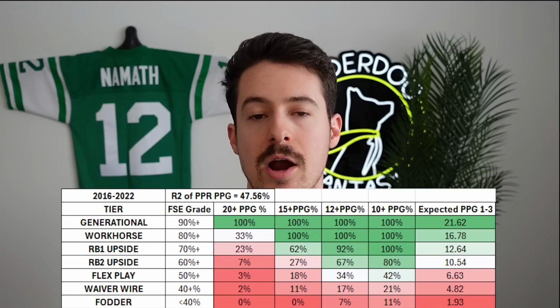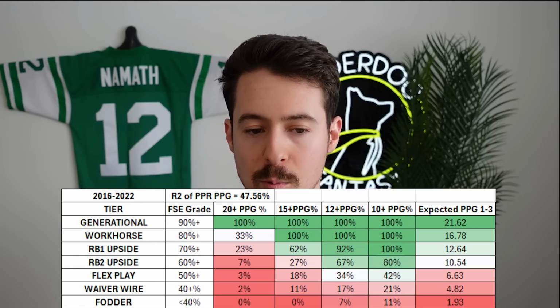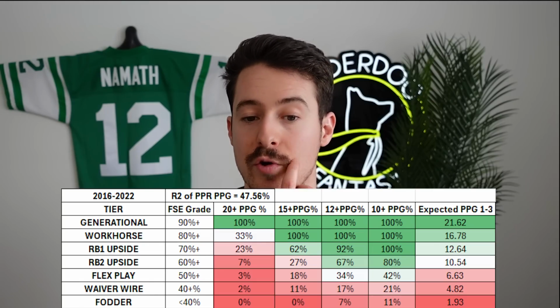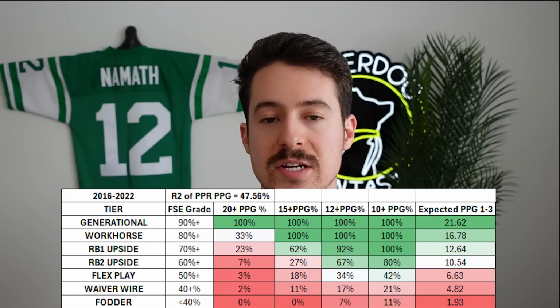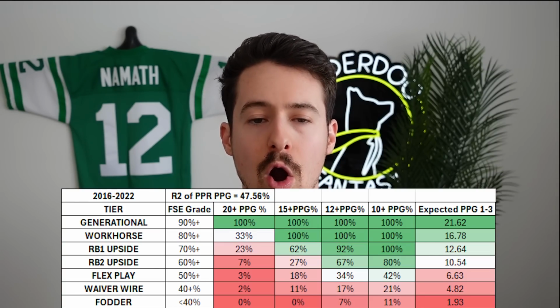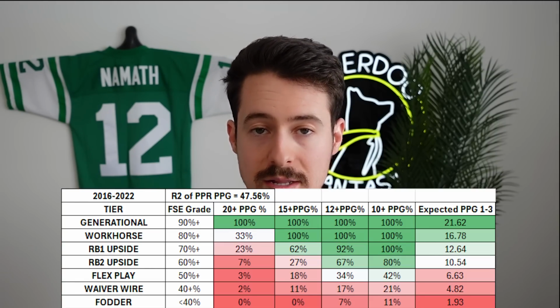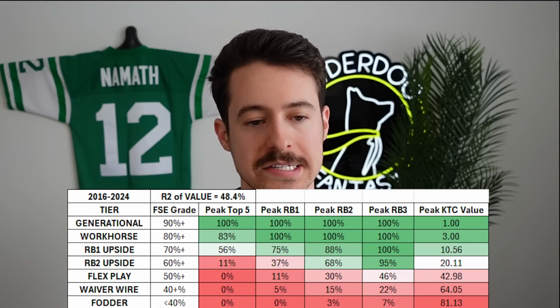There's only 3 guys in there. Workhorse, RB1 upside, RB2 upside, flex play, waiver wire, and then fodder, so on and so forth. You can see that some of these guys, if you win this tier, you were very, very likely to be a stud, and the expected PPR points per game, years 1 to 3, are on the right side there.